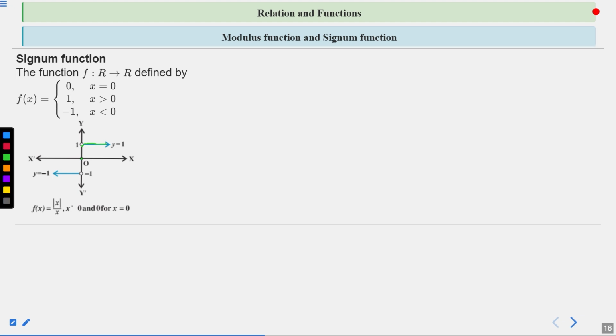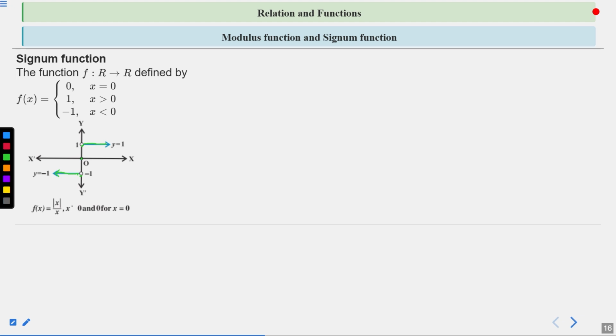For any negative x you will get output as minus 1, so your line will be like this, and this small circle represents the hole, meaning at 0 we do not have minus 1 output. Clear?